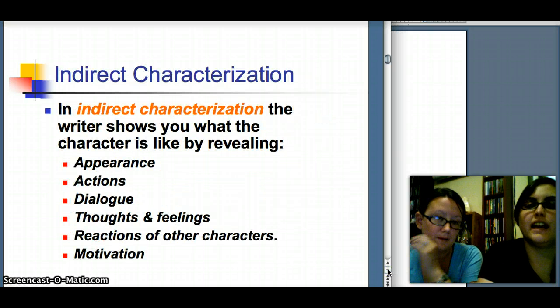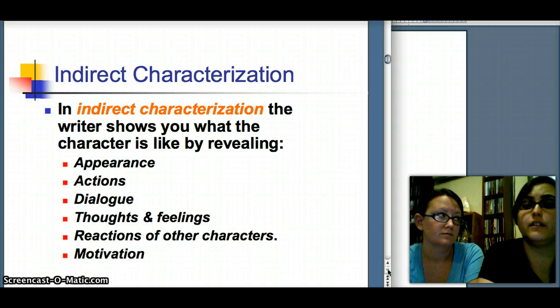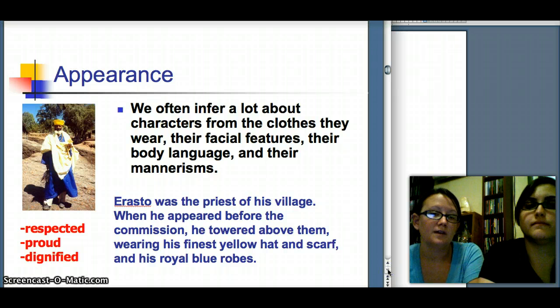Okay. And just as we said, the author doesn't tell you everything directly. So sometimes they show you the character by revealing their character traits through their appearance, actions, dialogue, which is what they say out loud, their thoughts and feelings, the reactions of the other characters, and motivation. Now, here we have appearance.